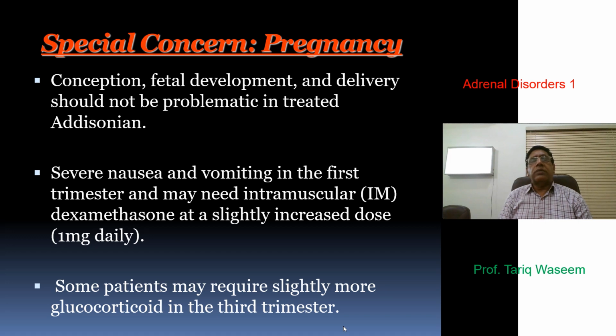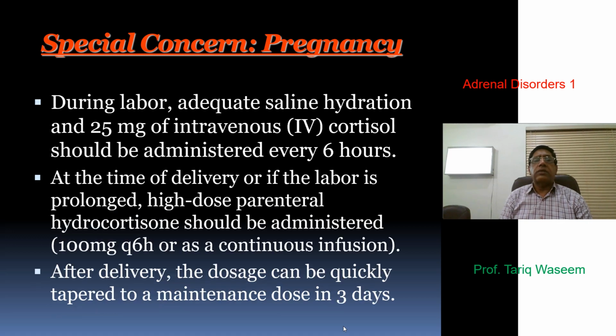In patients with adrenal insufficiency, particularly if they want to conceive or have a pregnancy, you have to be careful, because conception, fetal development, and delivery may be problematic if they are not treated properly. But if treated properly and on regular replacement therapy, it should not be a problem. Sometimes nausea and vomiting in the first trimester, or hyperemesis gravidarum, may require an increase in the dose of steroids or dexamethasone, and some patients may require slightly more glucocorticoid in the third trimester.